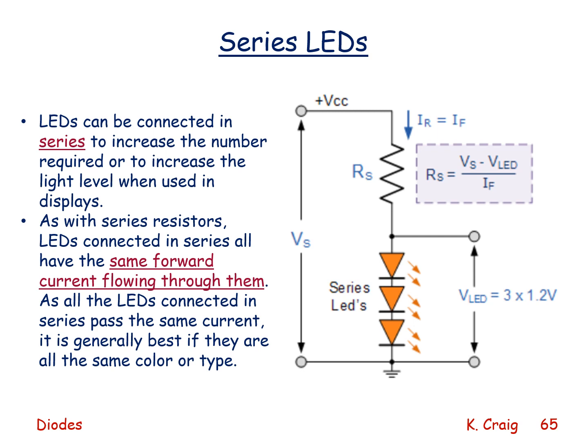Series LEDs. LEDs can be connected in series, as we show here, to increase the number required or to increase the light level when used in displays. As with series resistors, LEDs connected in series all have the same forward current flowing through them. As all the LEDs connected in series pass the same current, it is generally best if they are all the same color or type. So we see the same current flowing through all of the LEDs.